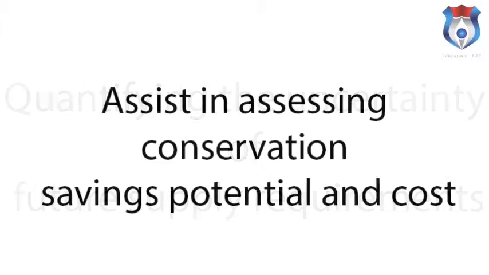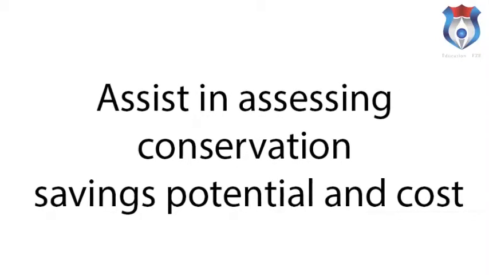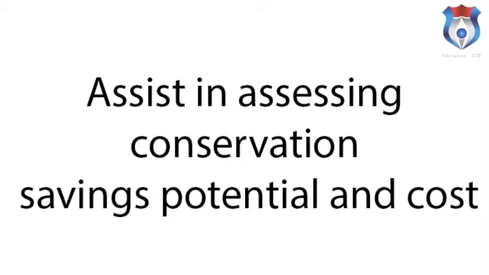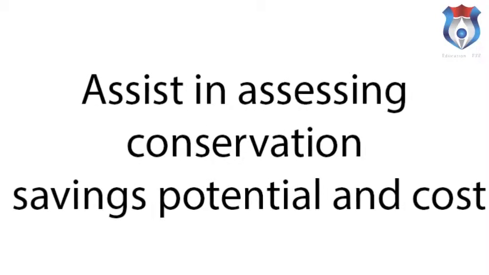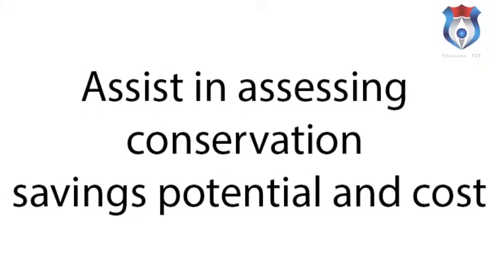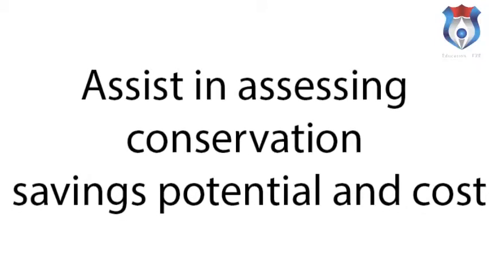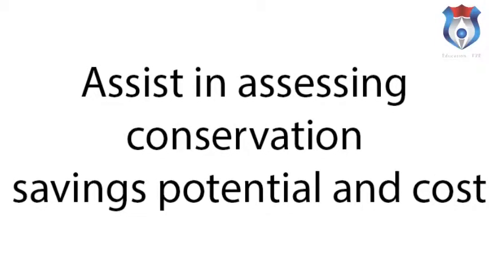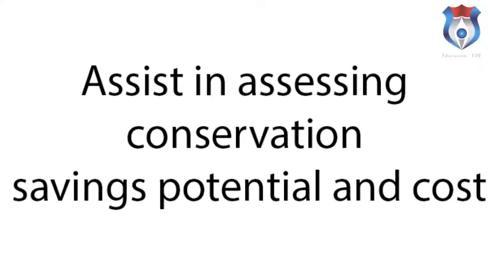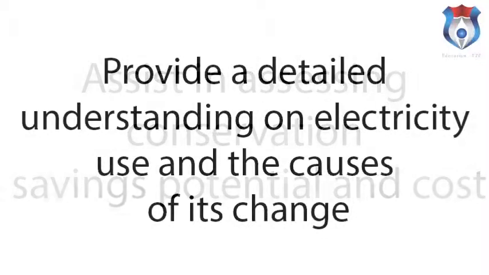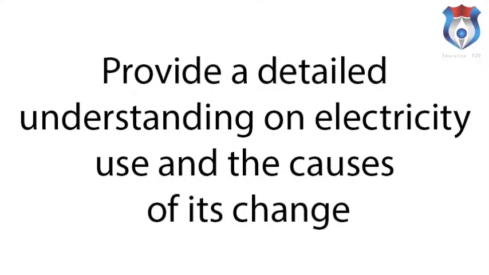Assist in assessing conservation savings potential and cost. The demand forecasts provide estimates of electricity use by appliances and buildings. The potential savings from efficiency improvements will depend on the stocks of buildings. Changing prices will affect fuel choices and efficiency levels for these buildings and appliances, and how utilization of energy will respond to changing efficiency levels brought about by conservation programs. Provide a detailed understanding of electricity use and the causes of its change.